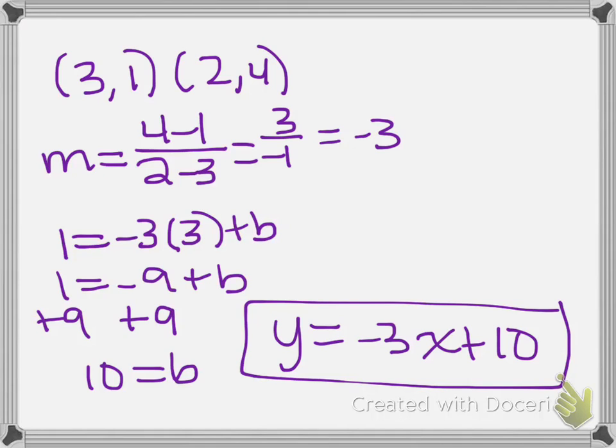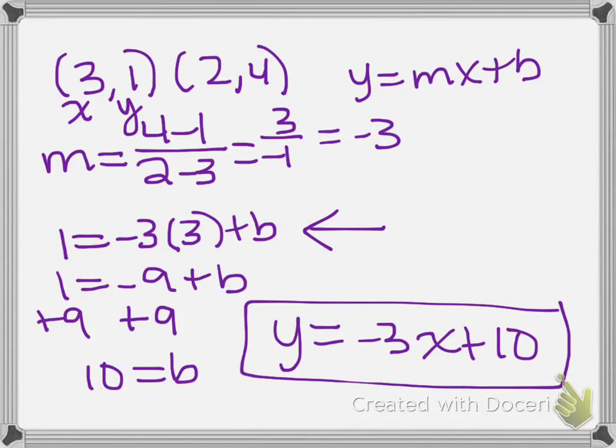I then substituted and I used 3 for x and 1 for y and substituted into slope-intercept, y equals mx plus b. So I substituted down here and I got 1 equals negative 3, which was my m, times 3, my x, plus b. So 1 equals negative 9 plus b. I add 9 to both sides, so b is 10. And I have my equation, y equals negative 3x plus 10.